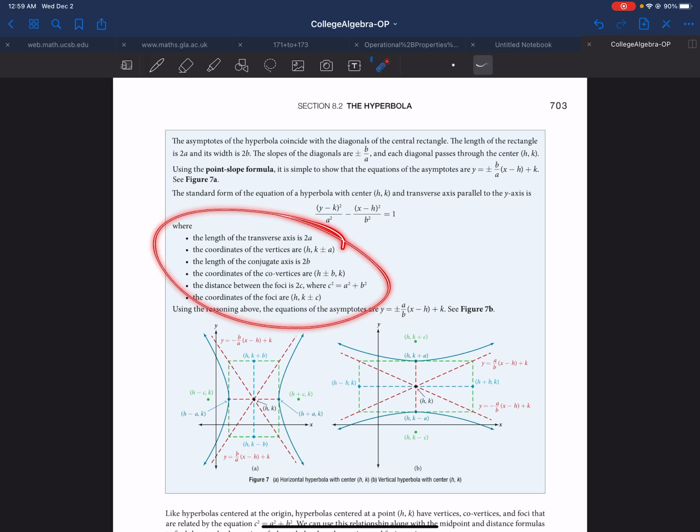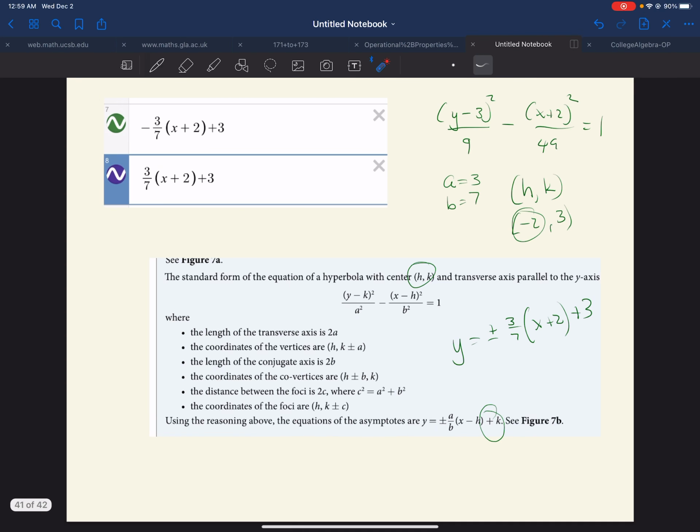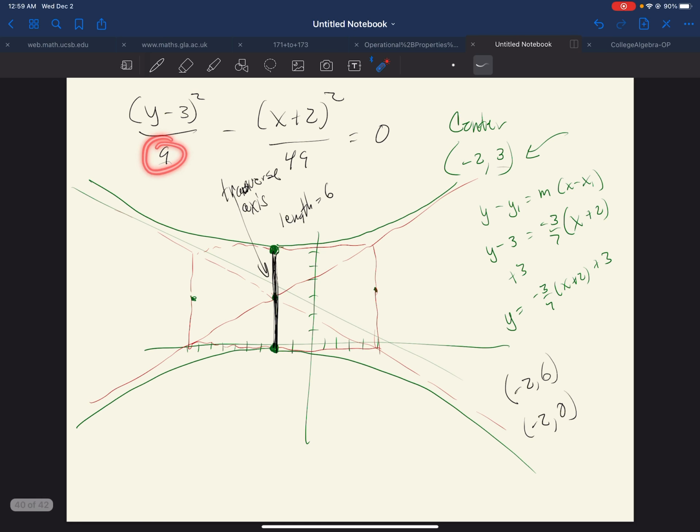So all of those things you can obtain by just looking at what is my A. So where's my center? -2, +3. So put that down. What's my A? It's under the Y, so I'm going to go up 3, down 3. Under the X's the square root of 7, so I'll go left 7 and right 7. Those are up 3, vertex, down 3, vertex, left 7, co-vertex, right 7, co-vertex. And so those give you the vertices and co-vertices if you just count up and down.